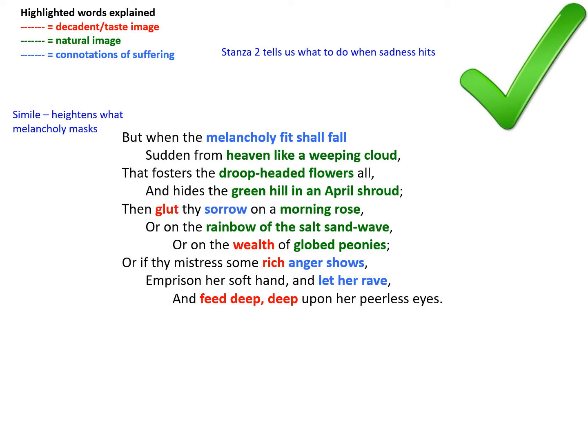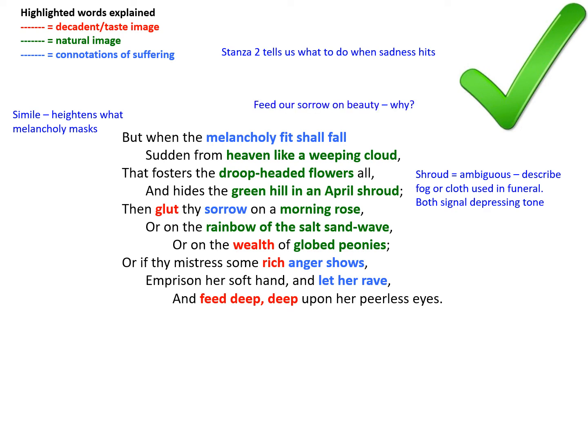Or is the word shroud more significant because of its ambiguous meanings? On the one hand, it describes the fog that's linked to April, or is it rather linked to funerals, with the cloth that's used over a dead body? Both definitely signal those depressing undertones that Keats is very pertinently weaving together. In some respects, this stanza is all about how our need in that moment when sadness hits is to feed our sorrow on beauty. But the question remains, why? Why should we do this?